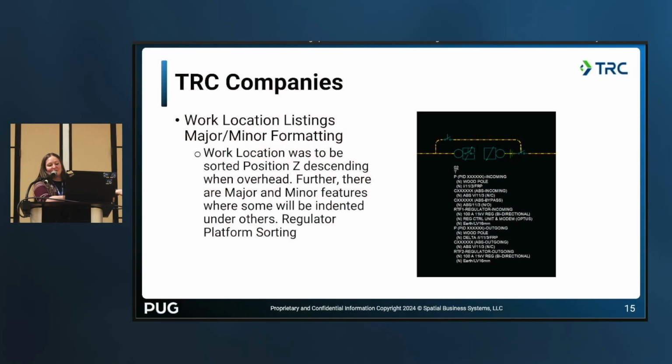So a couple things from there. This one is about work locations and also being able to sort things in a certain way. This is not workflows or anything. This is about creating a very specific sort. The one I wanted to show you is that this client needs to see their features by position Z in overhead, and they also have what we decided to call major and minor features. I'll show you in the drawing, but you can see how there are indented things. Those are not units of that feature necessarily.